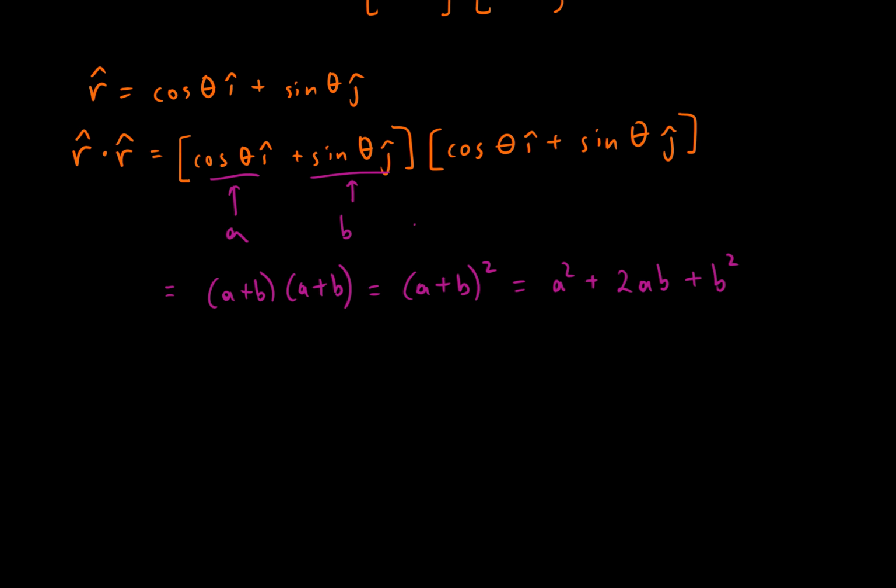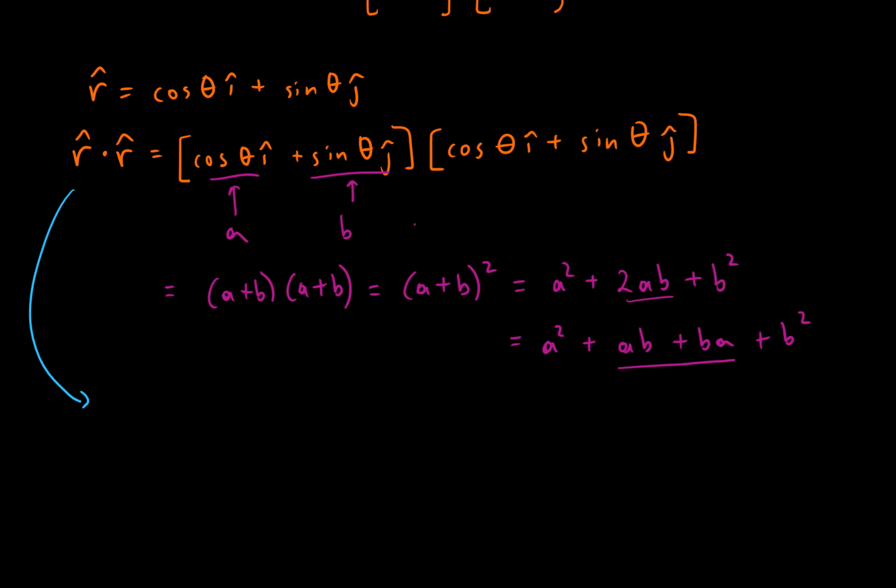Or taking it a step back, we see this is A squared plus A times B plus B times A plus B squared, where the middle two terms are basically the same. Order does not matter in multiplication. So that's the same as 2AB. Now, let's go ahead and plug everything in.